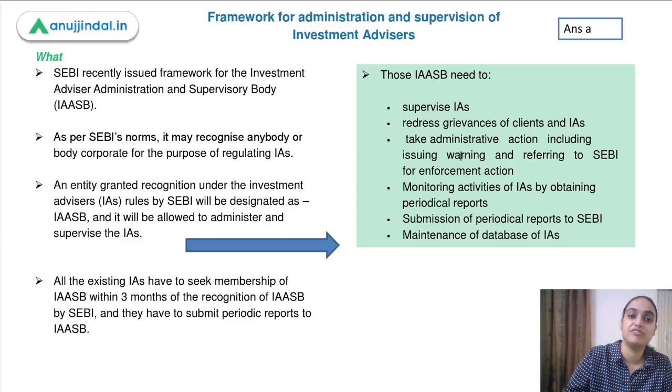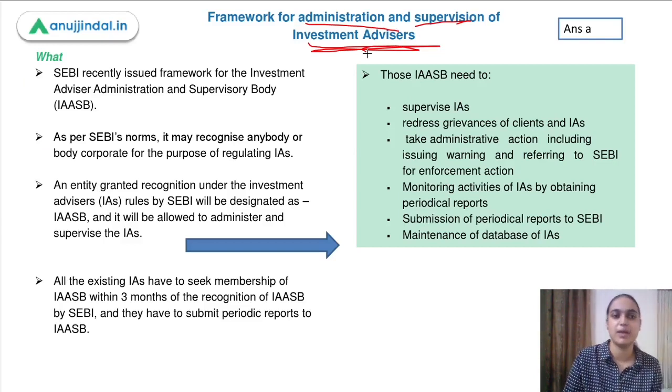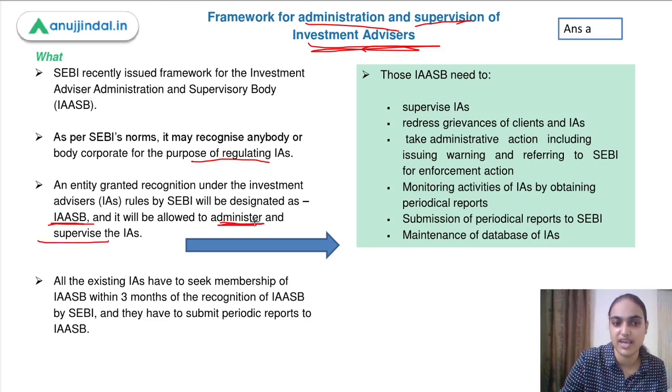SEBI recently came up with the framework wherein it talked about how we can administer and supervise the investment advisors. So SEBI recently issued the framework for them, and as per SEBI norms, SEBI can recognize any body corporate as an IAASB. SEBI koi bhi body ko ek entity bana sakta hai jo ki aapke investment advisors ke saath deal karegi. Okay, SEBI can recognize any body, kisi bhi body ko wo investment advisor administration and supervisory body bana sakta hai. Uska kaam kya hoga wo bhi hum dekhte hain. The entity granted recognition under IA rules by SEBI will be designated as an IAASB, and it will be allowed to administer and supervise IAs. So unko administer karna hai aur supervision karna hai investment advisors ka.